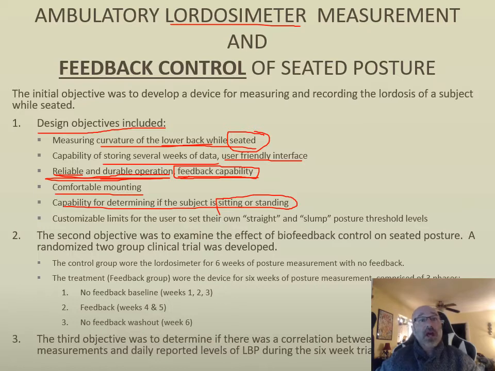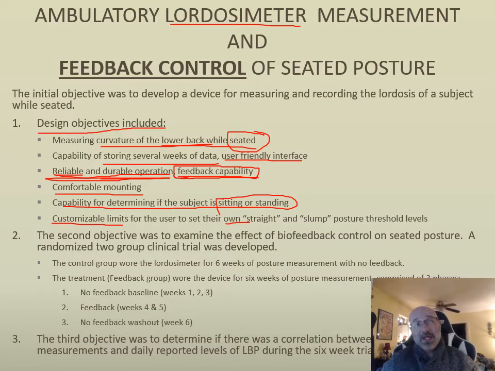It also needed to have the capability of setting limits by the user themselves. For every individual, what they consider slumped and straight are different. So they need to have the capability of setting their own threshold so they would know when to set off the alarms to get that feedback. So you're not going to get that biofeedback until you drop below the threshold, and it's going to keep feeding back and alerting them until they get back up into the correct posture position.